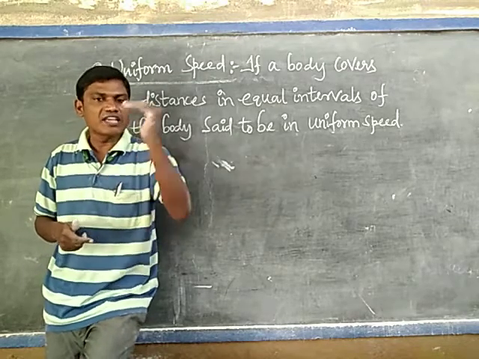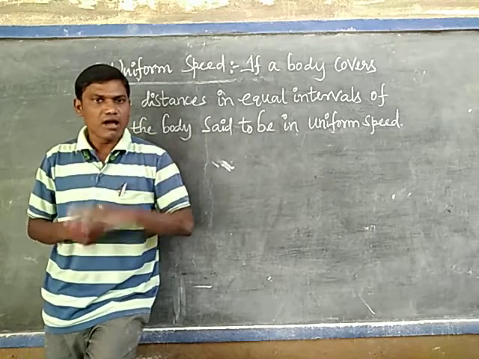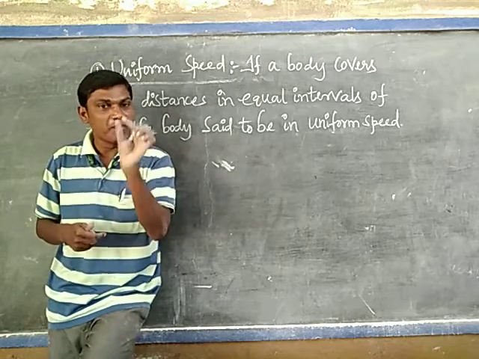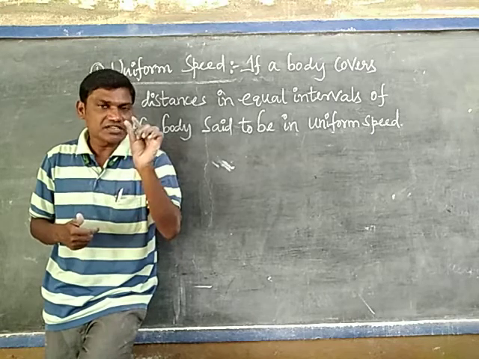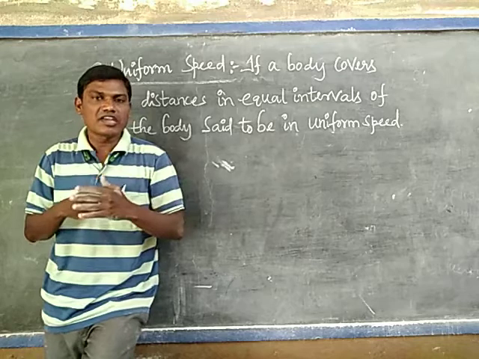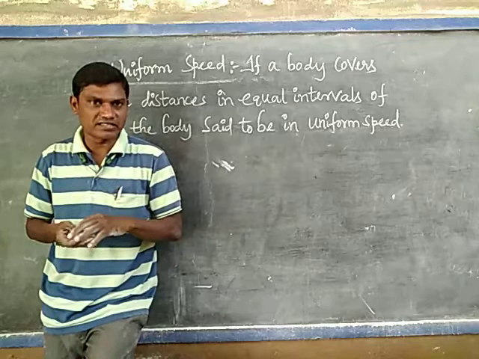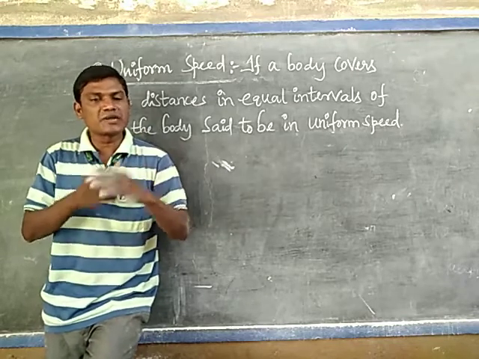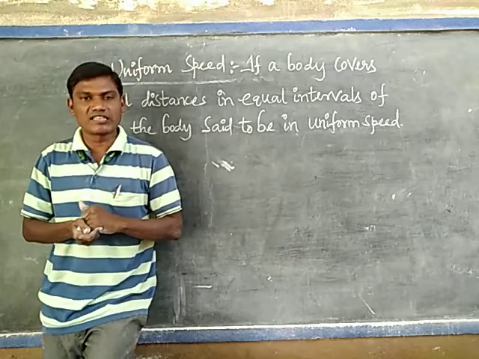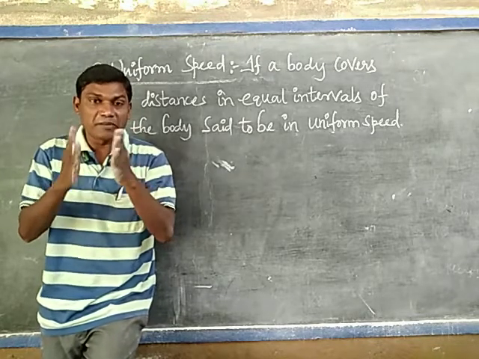What is the SI unit of speed? SI means system of international. According to it, the SI unit of speed is meter per second. The CGS unit is centimeter per second. But generally to measure the speed of vehicles traveling from one place to another, we do not use meter per second because it is a small unit. That's why they measure in another unit, kilometer per hour.